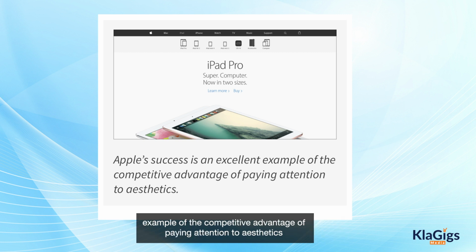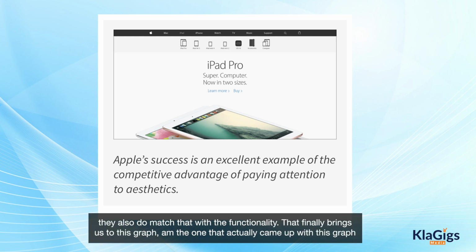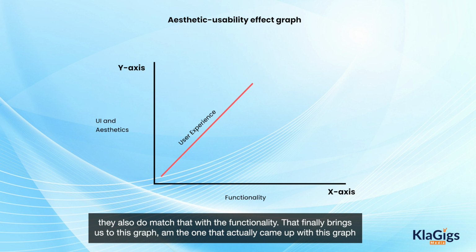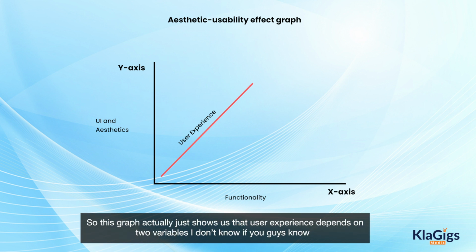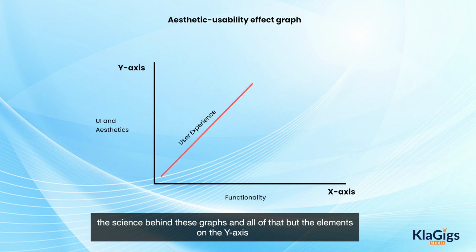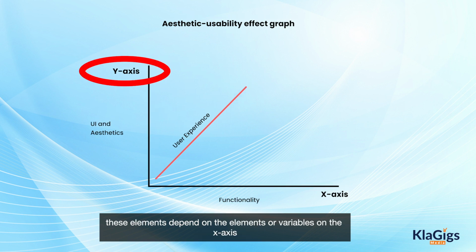Apple's success is an excellent example of the competitive advantage of paying attention to aesthetics. They also do match that with the functionality. That finally brings us to this graph, and then we actually came up with this graph. So this graph actually just shows us that user experience depends on two variables. I don't know if you guys know the science behind these graphs, but the elements on the y-axis, this is the y-axis, these elements depend on the elements or variables on the x-axis.